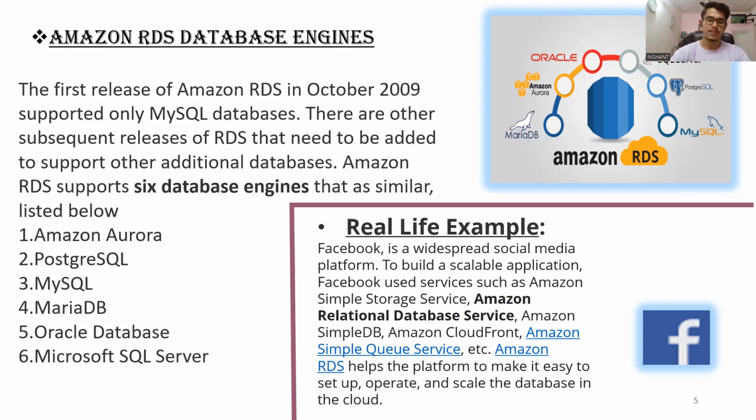A real life example, if you take, is Facebook. If you want to create the next Facebook, Facebook is a widespread social media platform built as a scalable application. Facebook uses services such as Amazon Simple Storage Service and RDS, which I'm explaining in this presentation. RDS makes it easy to store the data which Facebook takes from the user in the databases that is easily managed by RDS.